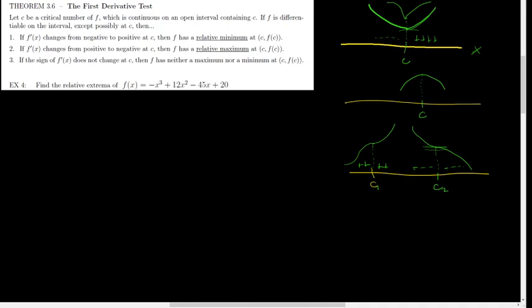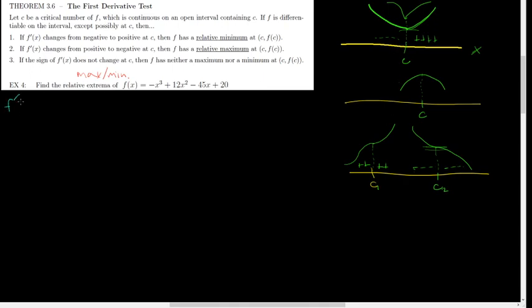Okay, so I hope that explains the first derivative test. Let me do one quick example. Find the relative extrema. By relative extrema, we mean maximum or minimum for this particular function, negative x cubed plus 12x squared minus 45x. So the way I would do it is this. First of all, a relative extrema has to occur at a critical number. So we need to find the critical numbers.